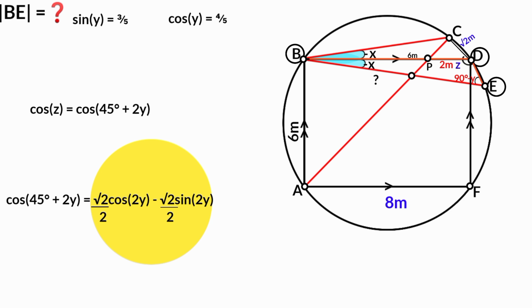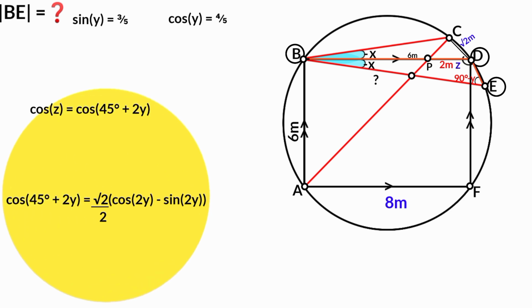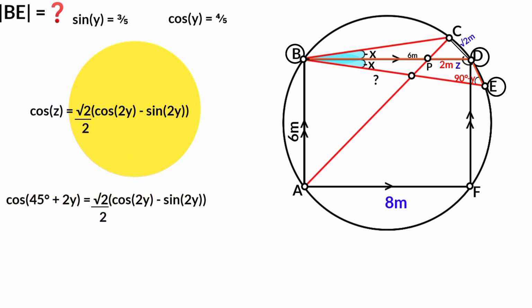Factor it out from here. So cos(45 degrees + 2y) equals root 2 over 2 open bracket cos 2y minus sin 2y. That is, this cos(45 degrees + 2y) is root 2 over 2 open bracket cos 2y minus sin 2y.